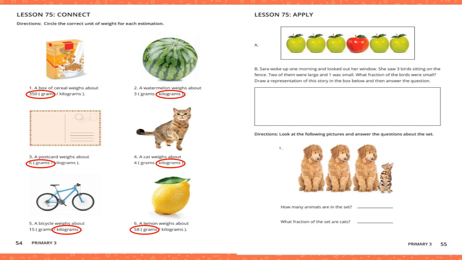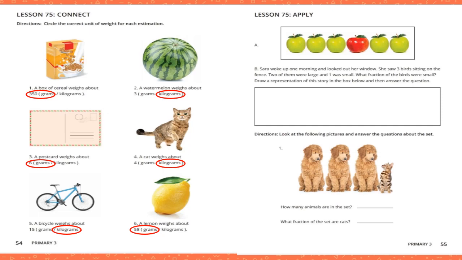Here we have a group of apples. In letter A we have a group of apples. This set of apples, how many apples are in it? 1, 2, 3, 4, 5, 6. So the total number of objects is 6, and one item of this set is 1 over 6.